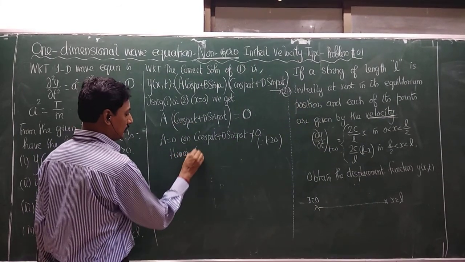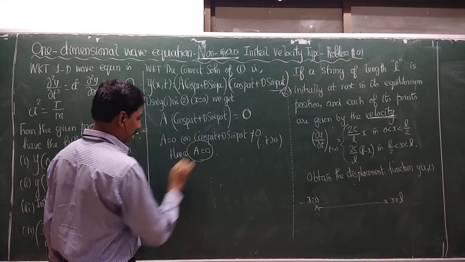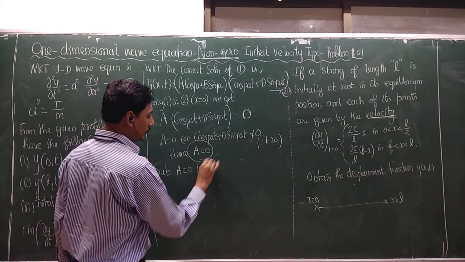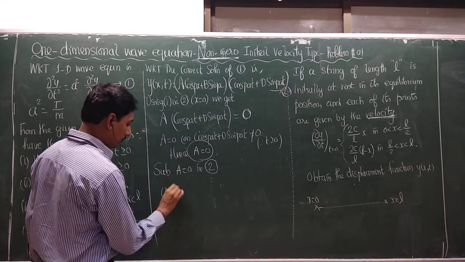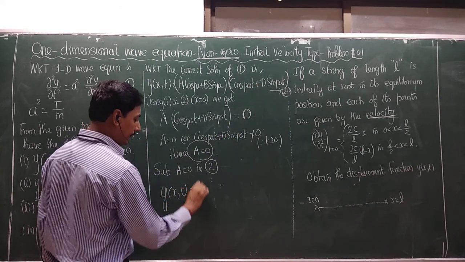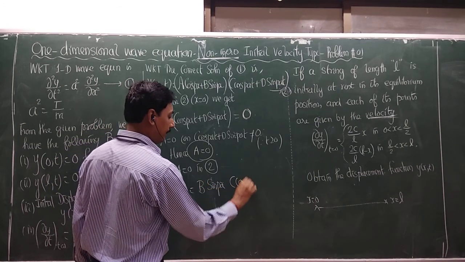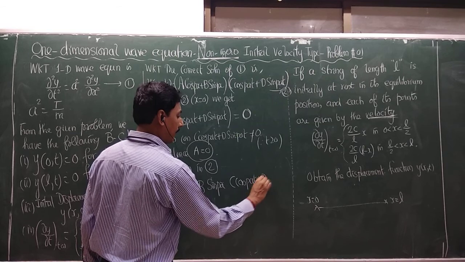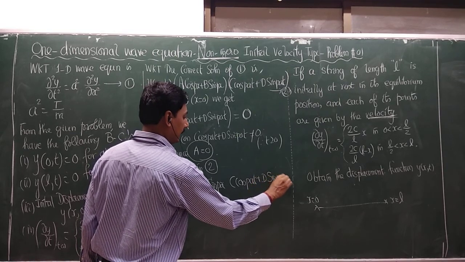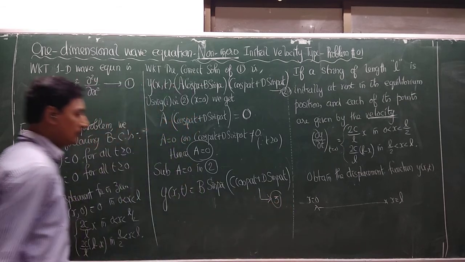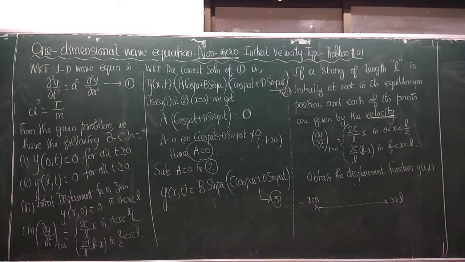Once we substitute a equal to 0 in the general solution number 2, we get y of x comma t is equal to b into sin px into c cos pat plus d sin pat. So this is my equation number 3. I substituted the first boundary condition and found that a equal to 0. What about the second boundary condition?